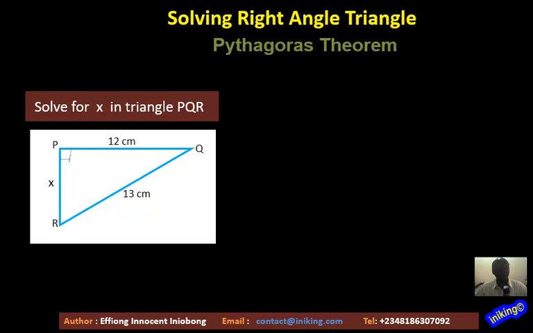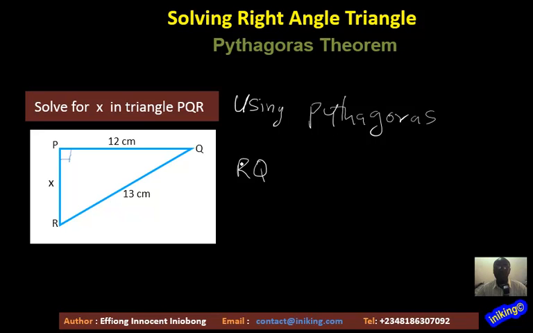Again, we have another triangle on the board. Again, it's what? A right angle triangle. We are asked to solve for the length of the side labeled x. So we are looking for x. If I look at this triangle PQR, I can see that the hypotenuse is the side labeled RQ, which has been provided as 13. So let me apply Pythagoras here. Using what? Pythagoras. Why am I doing that? Because I can see that this is a right angle triangle, and Pythagoras theorem can handle this very well.